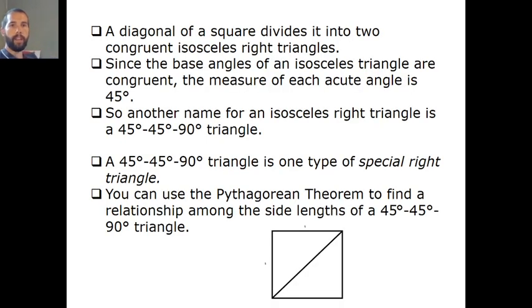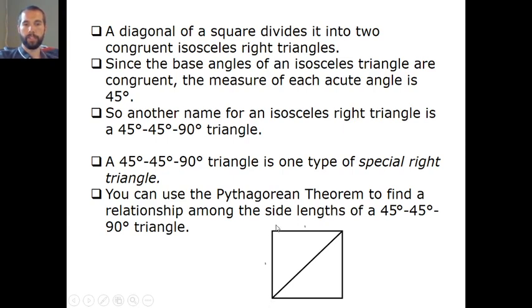So a diagonal of a square. We talked about squares in chapter 6. If you draw the diagonal of a square, it divides it into two congruent isosceles right triangles. And since the base angles of an isosceles triangle are congruent, the measure of each acute angle is 45 degrees. So another name for an isosceles right triangle is a 45-45-90 triangle. So this picture that we have down below is a square.